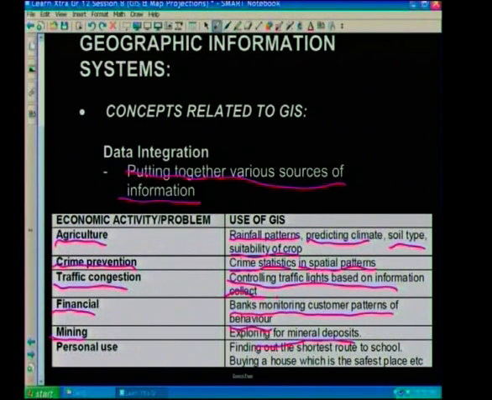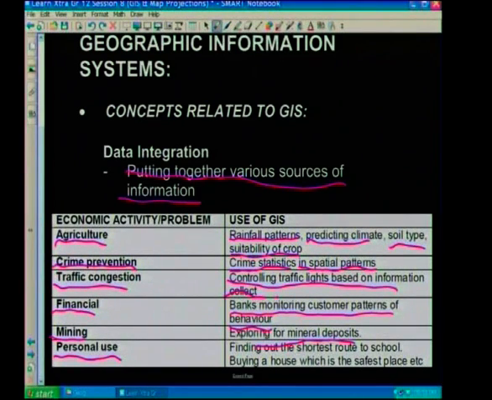Mining, exploring the mineral deposits. Again, we can use satellite technology to explore these things, where the distribution of minerals is. Personal use, finding the shortest route to school, buying a house, and which is the safest place to buy a house. So you can use it in daily life also. There are so many uses.